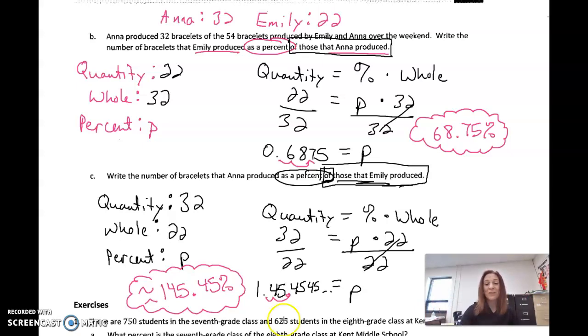Okay, so again, the more you write down with this, and if you're using your equation, the easier the problem will be, the easier it'll be to compare quantities with percents.